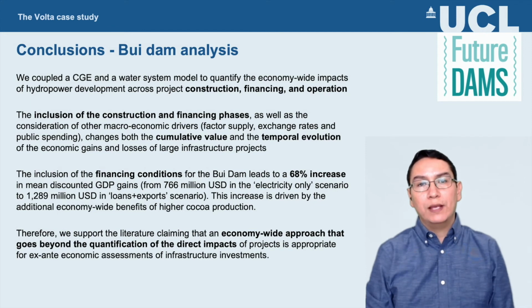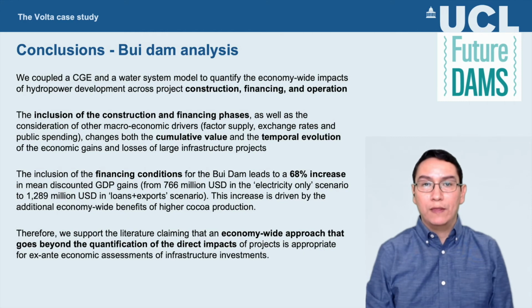The results demonstrate that the inclusion of the construction and financing phases, as well as the consideration of other macroeconomic drivers like factor supply, exchange rates, and public spending, changes both the cumulative value and the temporal evolution of the economic gains and losses of large infrastructure projects like the Buoy Dam.